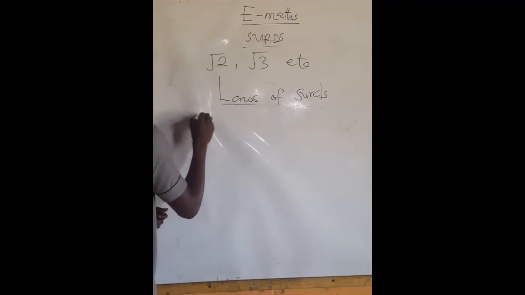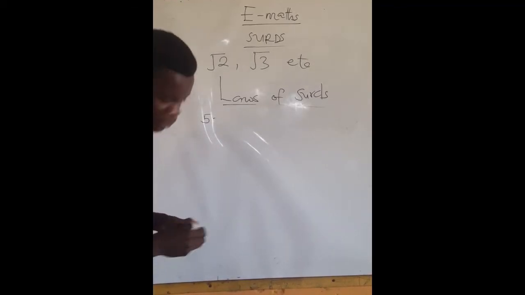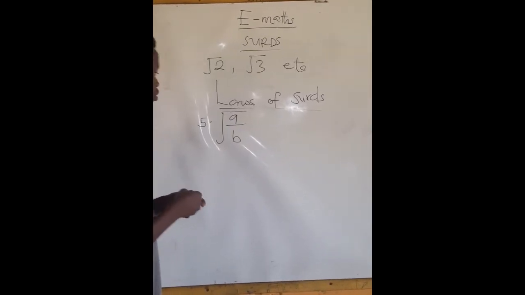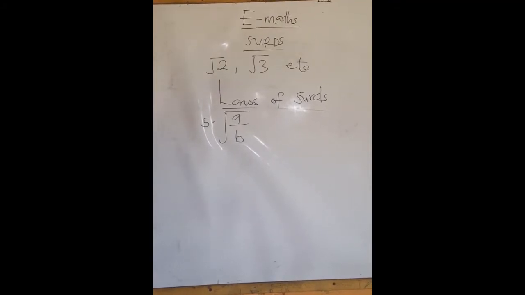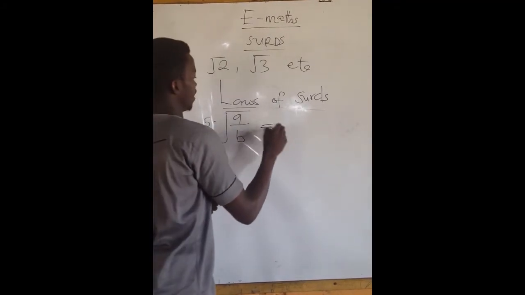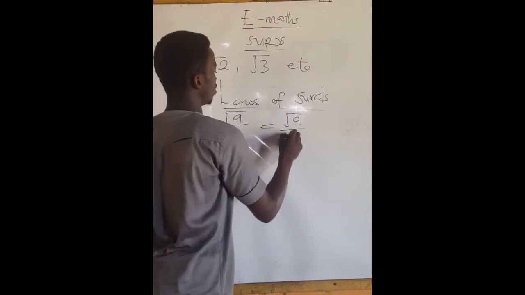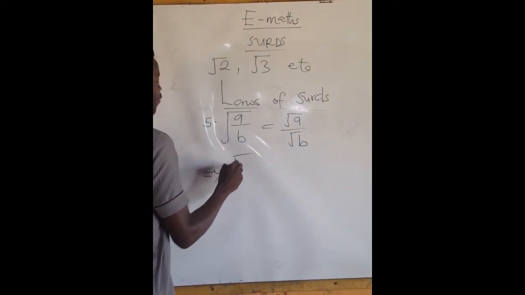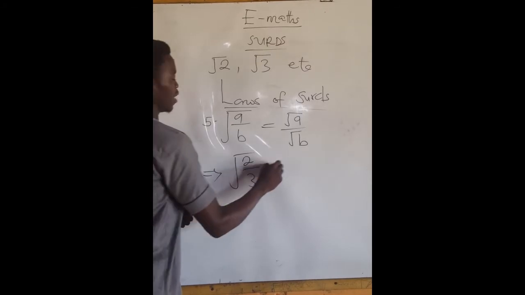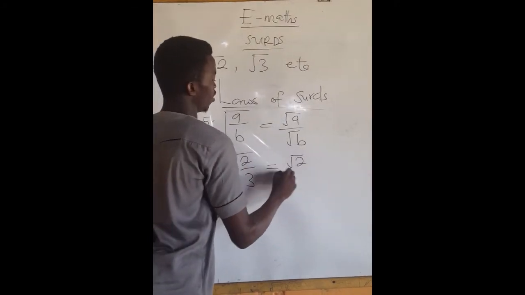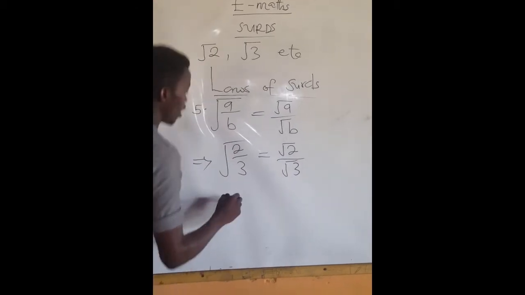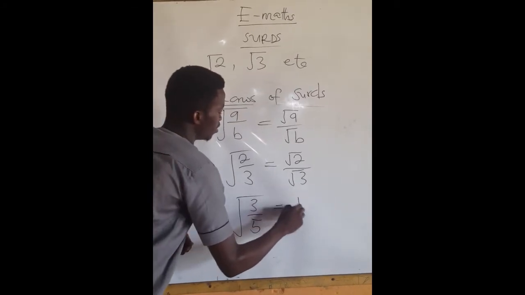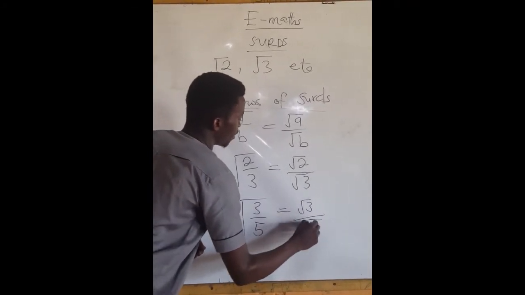Law number 5. For law number 5, we have root of a over b. So this one can also be broken to get root of a all over root of b. For instance, let's take root of 2 on 3. This can also be written as root 2 on root 3. Let's say you have root of 3 on 5. This can also be written as root 3 on root 5.